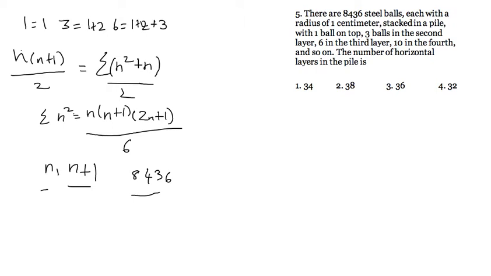Let's pick up the first option, 34. If 34 is n, your n plus 1 will be 35. So I'll quickly check for 7. It's very easy to check. 84 is a multiple of 7. 36 is not. So the whole thing is not a multiple of 7, and that's why we can eliminate option 1.